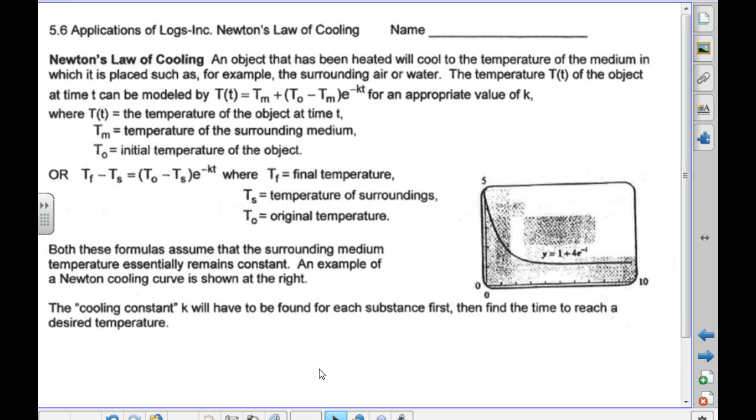Newton's law of cooling, guys. Newton's law of cooling is used to predict how long it will take something to cool to room temperature, okay? Or to cool to a certain temperature along the way. It does neglect, or not take into consideration, the idea that you could change the surrounding temperature.